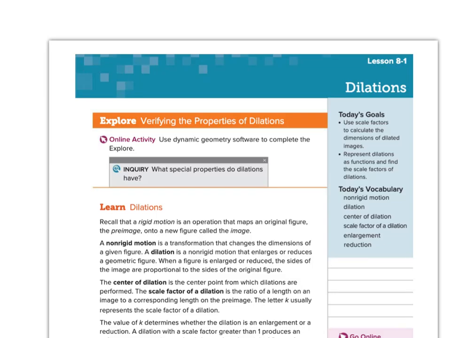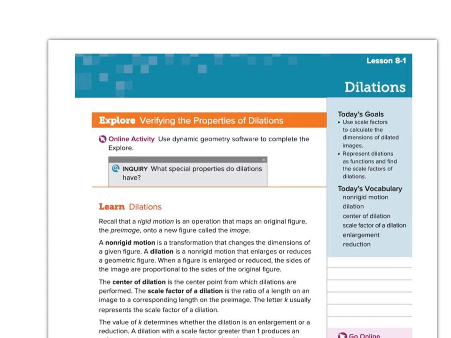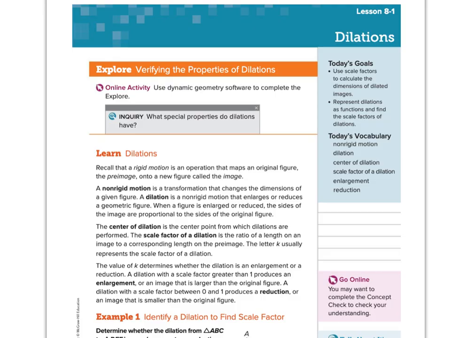As we begin in Module 8 here, we're going to be discussing similarity, and we're going to start with dilations. Dilations will be a non-rigid motion. We've talked about rigid transformations before, your reflections, translations, rotations, but now we're talking about a non-rigid transformation, which changes the dimensions of a given figure. A dilation enlarges or reduces a geometric figure.